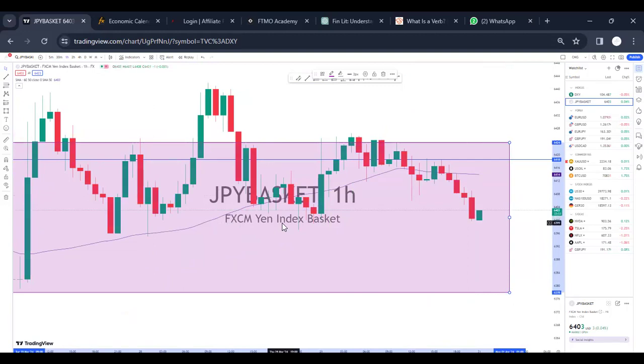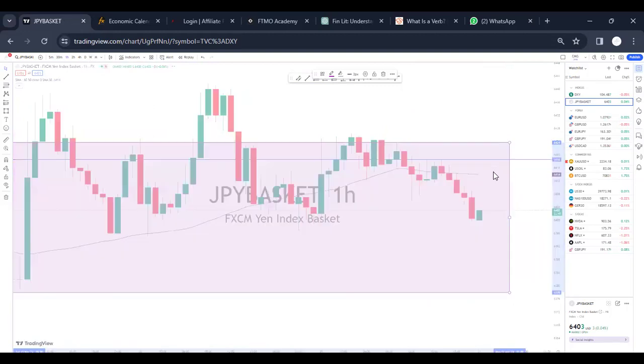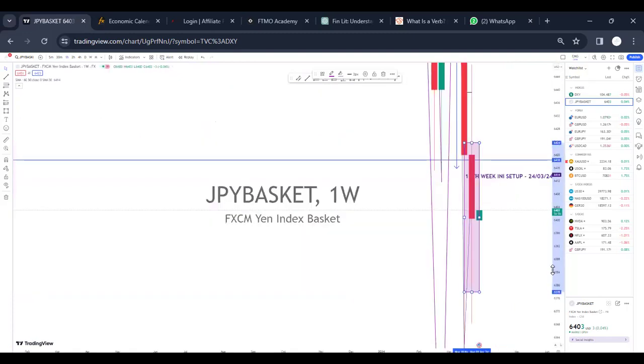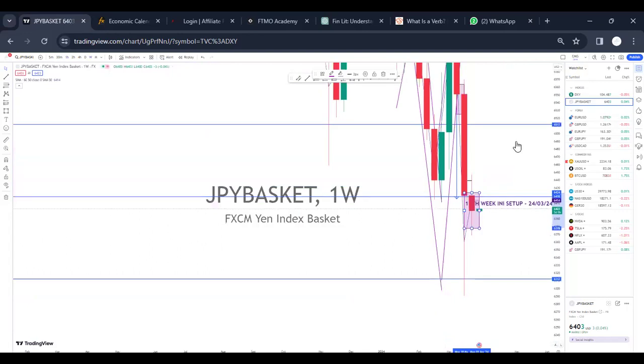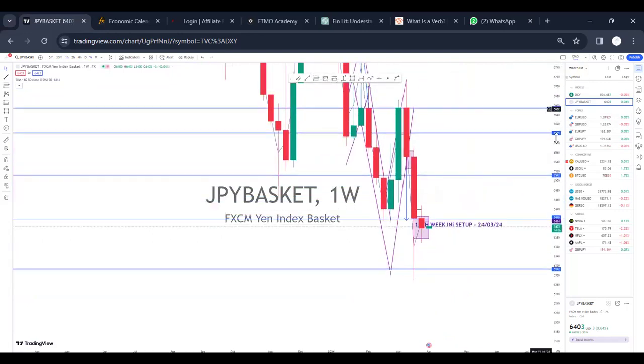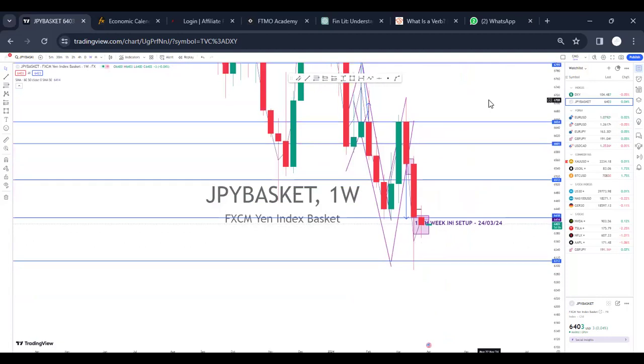In the same way, let's go and do the analysis on the 1 week time frame. So let's see. On the 1 week time frame, JPY looks bearish, right? JPY looks bearish.